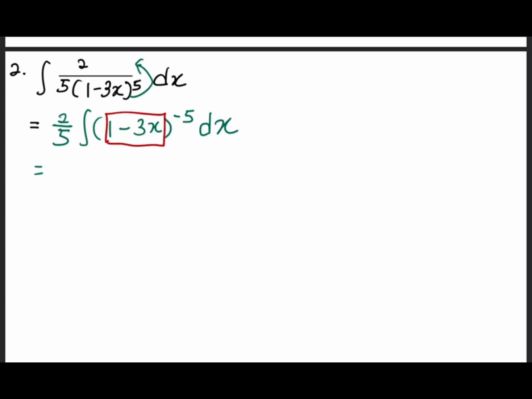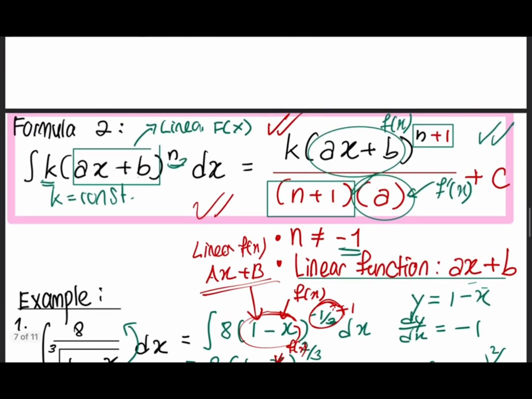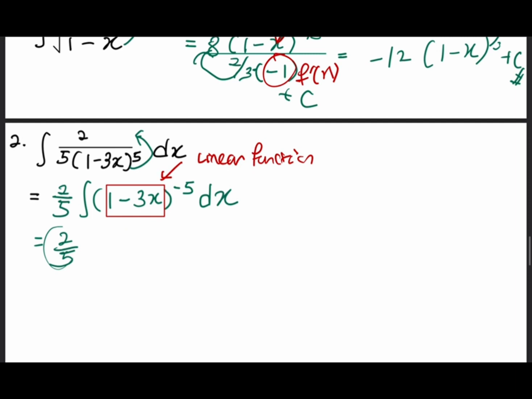As I see, what's inside the bracket is a linear function. It's in terms of ax plus b, which is negative 3x plus 1. So now as I said, I copy back the constant, and I know this one is a linear function, so I can use this formula. I copy back what's inside the bracket, 1 minus 3x to the power. Now the power I increase by 1. Negative 5 plus 1 is equal to negative 4. And negative 4. And now I need to multiply with the differential of what is inside the brackets.